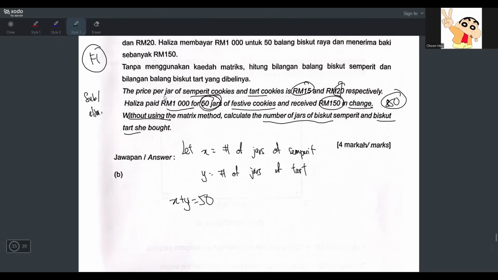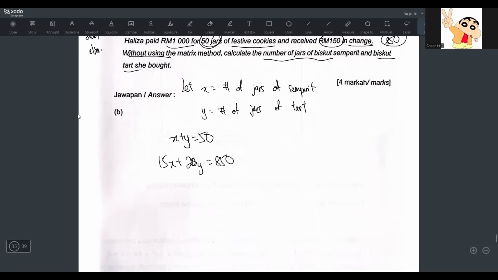Okay, so the price is what? 15 ringgit for one jar of biscuit separate, but you have x jars, so 15x. Plus 20 ringgit for one jar of tart cookies, so total will be 20 times y, and the total price spent is 850. Yeah, because she paid 1,000 but got 150 for the change, for the balance, so 850. Okay, now done already. Now we can solve this.